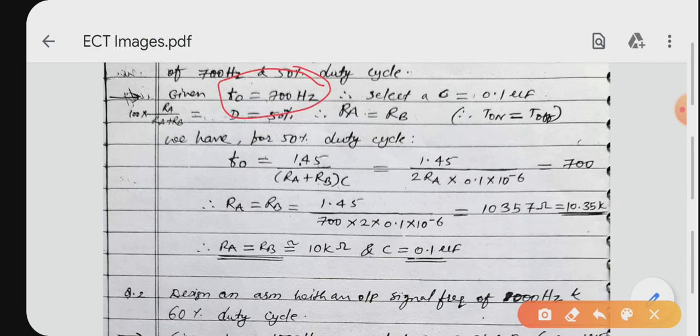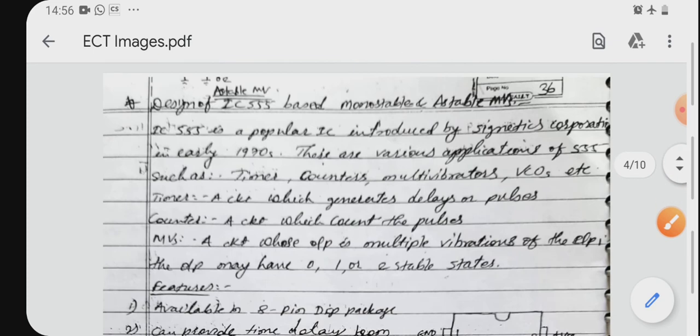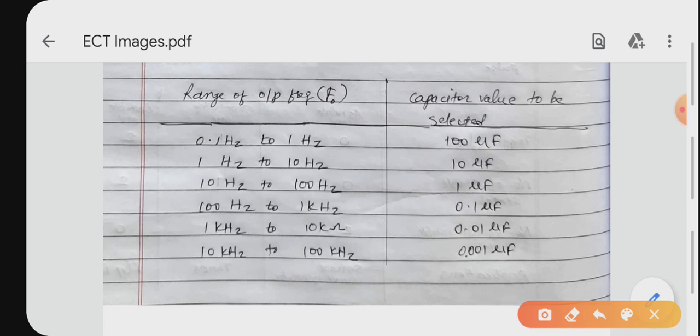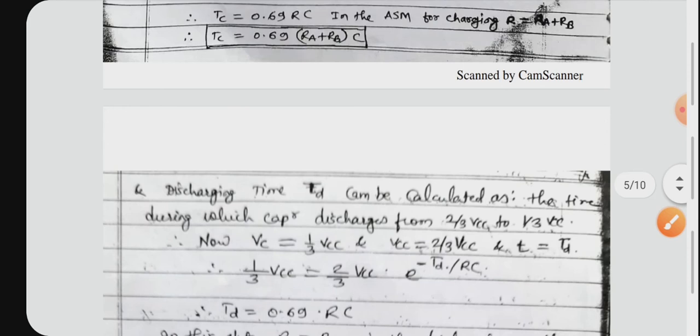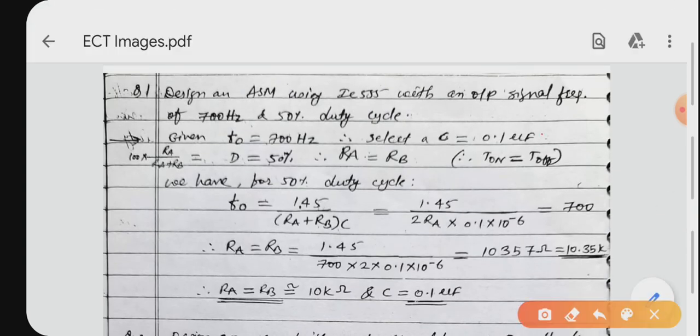Then based on the guideline which I have provided you, you can refer to that table. Output frequency is given as 700. So you can see here, 700 hertz is in which range? It is in this range, 100 hertz to 1 kilohertz. So you can go for this capacitor, 0.1 microfarad. As per the guidelines provided by that table, you can select the capacitor value as 0.1 microfarad based on the given frequency 700 hertz.